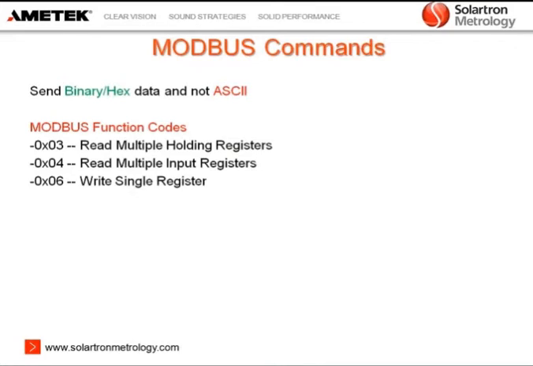We use the Modbus function codes, and these function codes allow us to recognize which register we need to read or which register we need to write to, whether we need to read just a single register or multiple registers. So these function codes, like 03, 04, 06, define which registers you need to read for a particular piece of information.